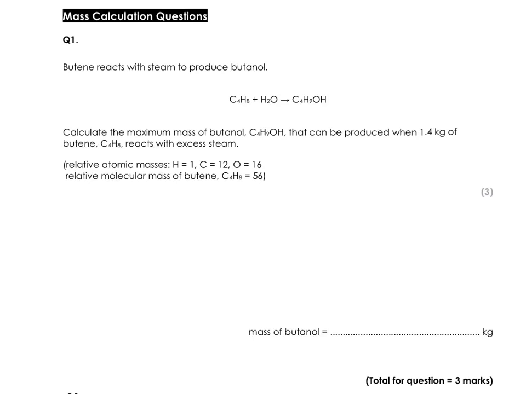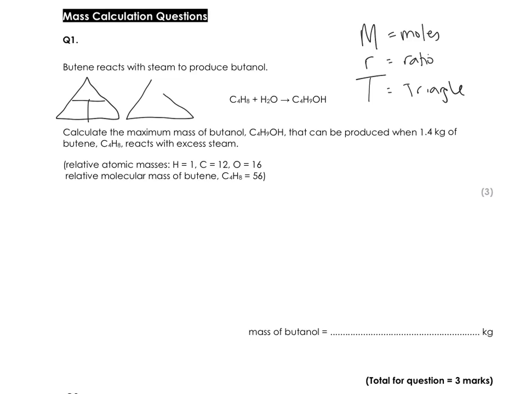Hi everyone, so this is question 1, and remember with these questions we talked about in the revision session that we should follow the steps of Mr. T. Okay, and this stands for moles, then ratio, then triangle. And the two triangles that the triangle bit refers to are the two triangles that relate moles to mass and moles to concentration and volume. So the first one is that mass equals moles times a relative molecular mass, or MR, and the second one is that moles equals concentration times volume.